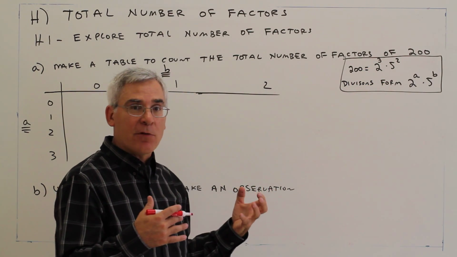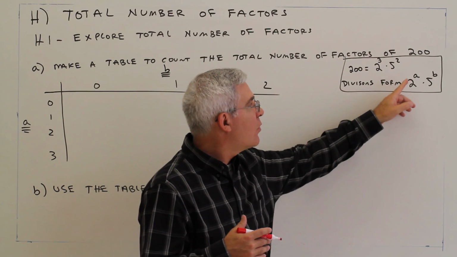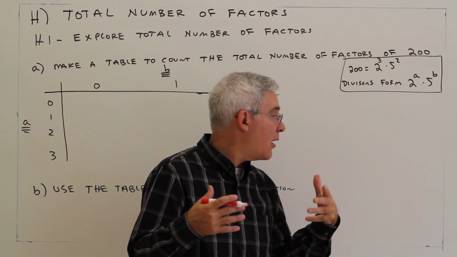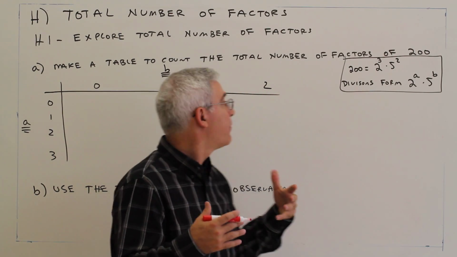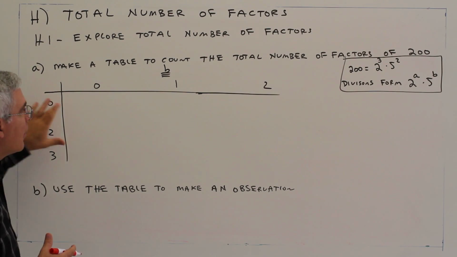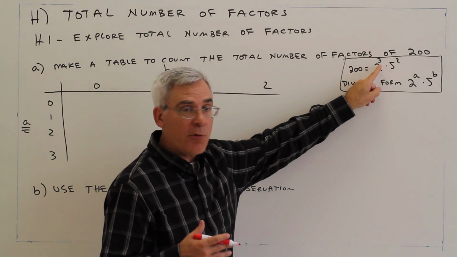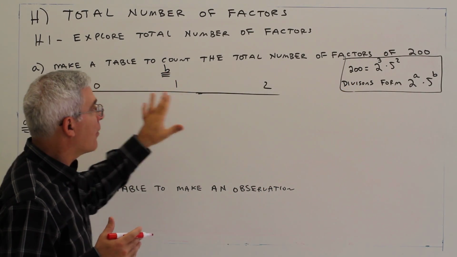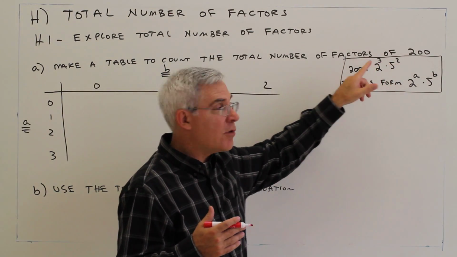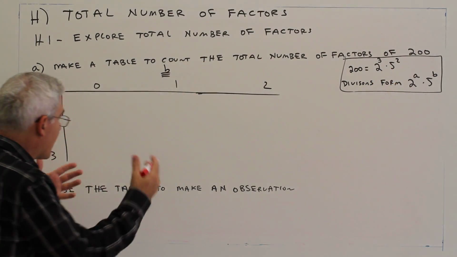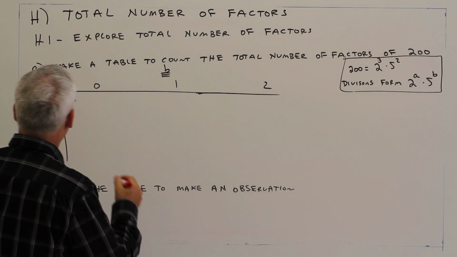All divisors will have to have the form 2 to the a times 5 to the b, where a and b can be whole numbers. Okay, so here's the table. I've got the a values here. They could range from 0 to 3. I could have no 2's or up to 3 2's. The b values are here. They can range from 0 to 2. I could have no 5's, 1 5, or 2 5's. All right, so let's just complete the table and then make our observation.